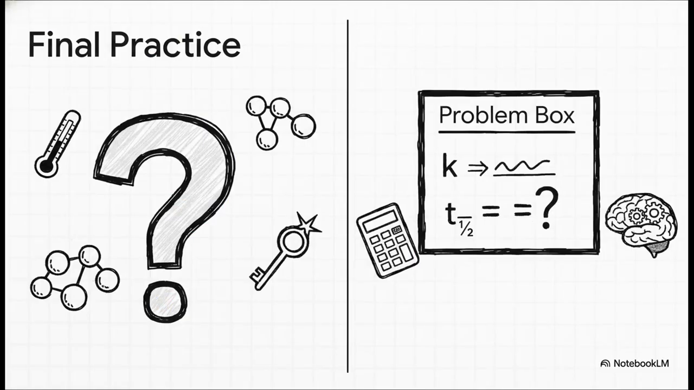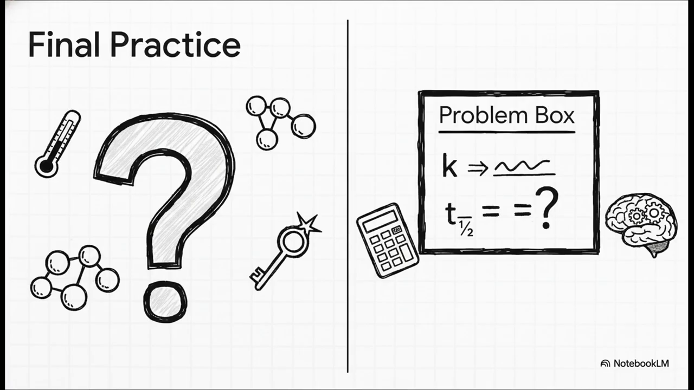Let's finish up with a quick pop quiz to see what you've learned. First, a conceptual question. Can you name the main factors that affect the rate of a chemical reaction? Give it a thought. If you said concentration, temperature, and catalysts, you are absolutely right. Now for a quick calculation. If the rate constant k for a first-order reaction is 200 per second, what's its half-life? Go ahead and pause to try it.